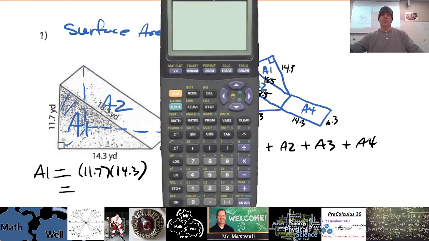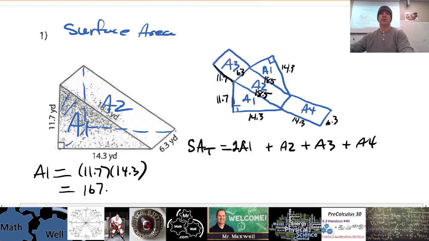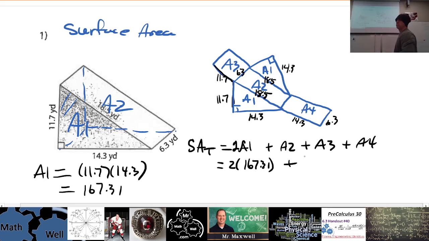And if we did that on our calculator, 11.7 times 14.3, 167.31. So we're going to go 2 times that number. Wouldn't that be what it would be times because it's a triangle? Oh, yes, sorry. Divided by 2. Thank you. Divided by 2.